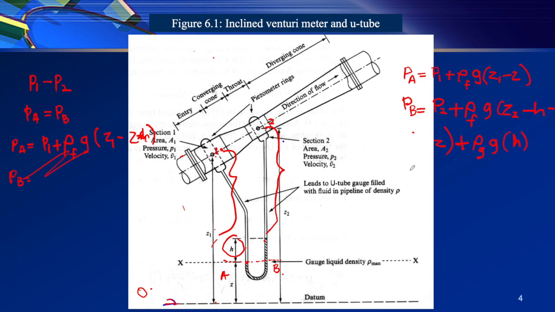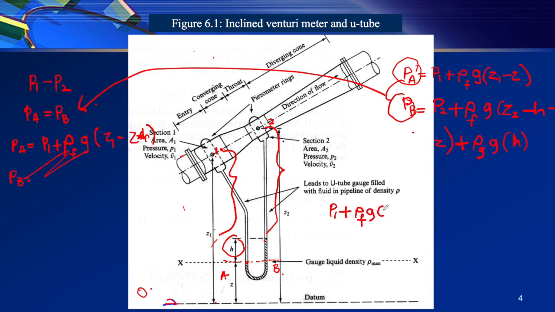Now PA is equal to PB. You have to equate both of these equations. PA and PB are the same. So you will get P1 plus rho fluid g (Z1 minus Z) equal to P2 plus rho fluid g (Z2 minus H minus Z) plus rho gauge g H. So cancel out this rho g Z, you can cancel it out with this rho g Z.